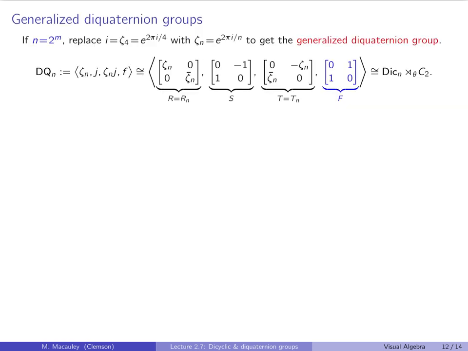It turns out that if n is a power of 2, and we replace i, which is zeta 4, or e to the 2πi over 4, with a larger root of unity, but it has to be a power of 2, we get something called the generalized diquaternion group. It's basically the generalized quaternion group, which are generated by these matrices with a reflection thrown in. It also ends up being a semi-direct product that I'll talk about later.